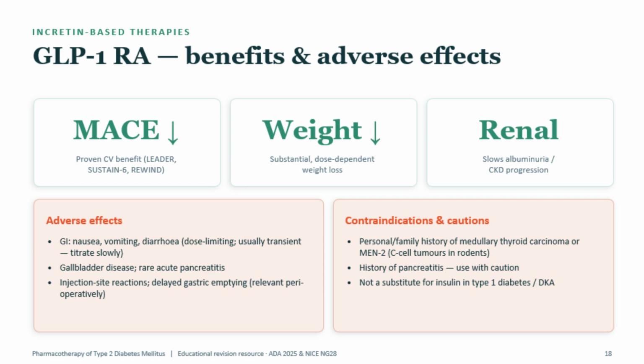Watch for gallbladder issues and rare pancreatitis. And the hard stop: you must memorize a personal or family history of medullary thyroid cancer or MEN2. Absolute contraindication. And these are not insulin substitutes. Never use them in type 1 or DKA.